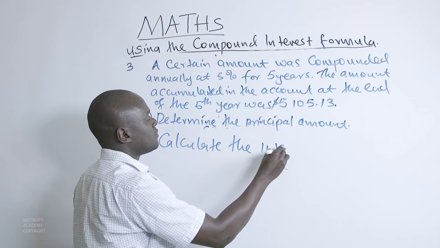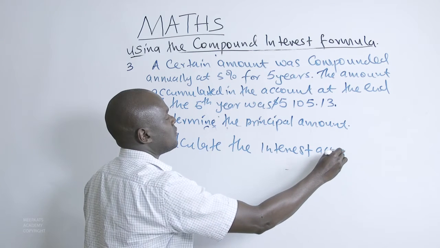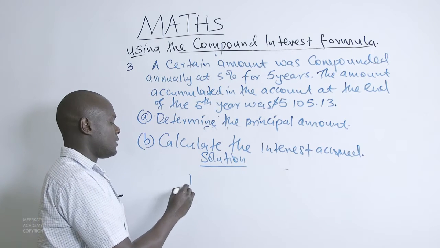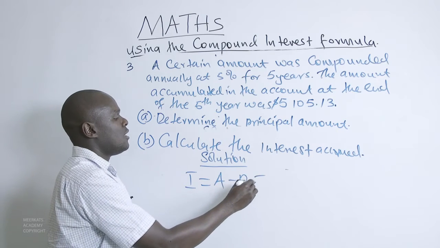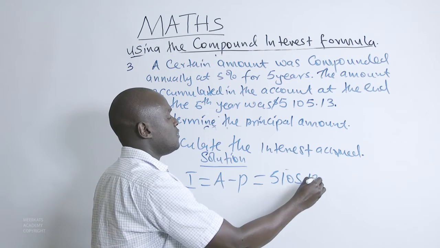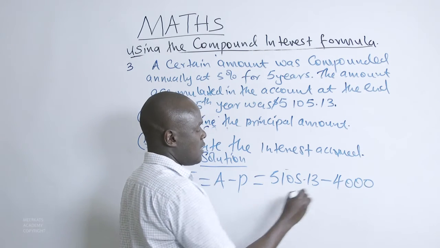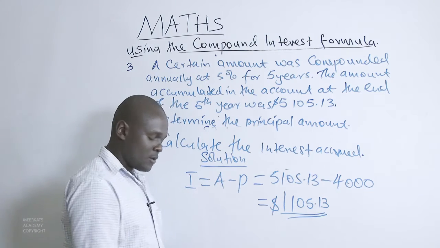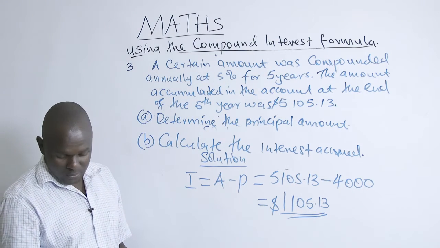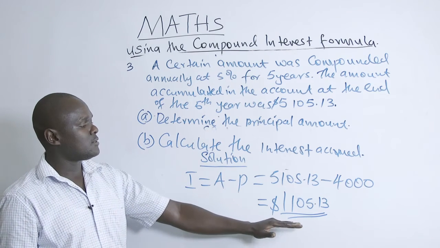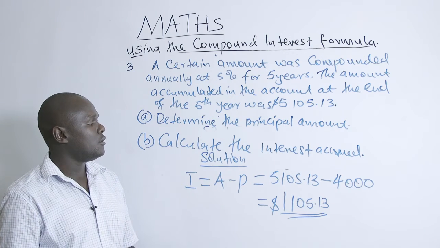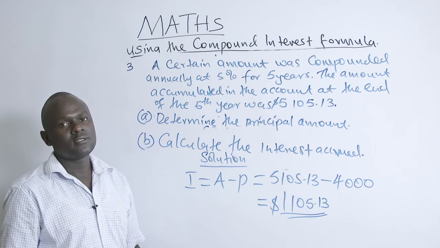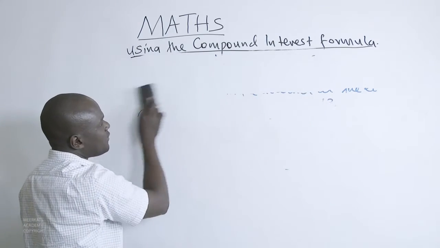The second part of this question: calculate the interest accrued. We agreed that the interest is equal to the difference between the amount and the principal. The amount we were given as 5,105.13, while the principal we have just calculated is 4,000, and this will give us $1,105.13. This is the compound interest that has been accrued over a period of 5 years, given a principal of 4,000 at the rate of 5% for 5 years. That was the third example.